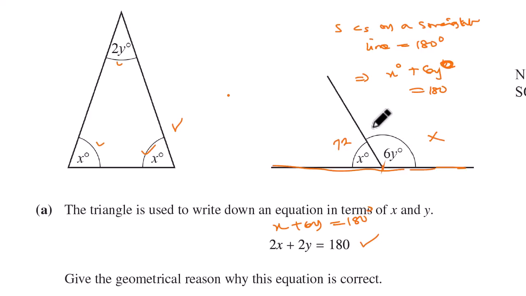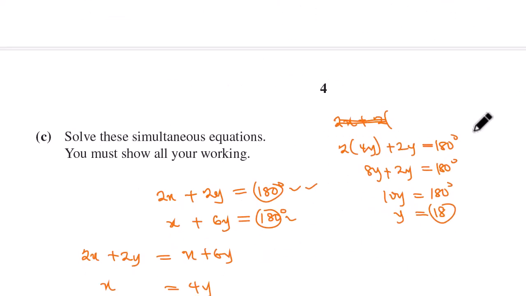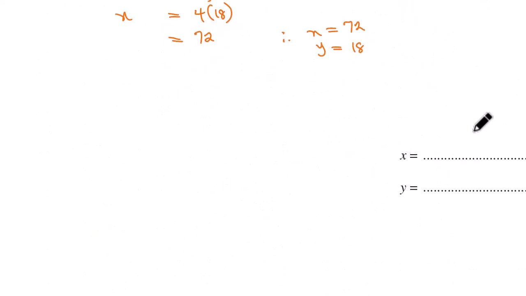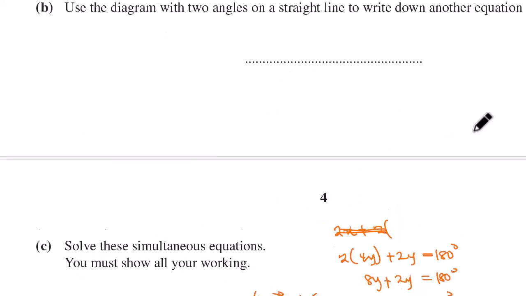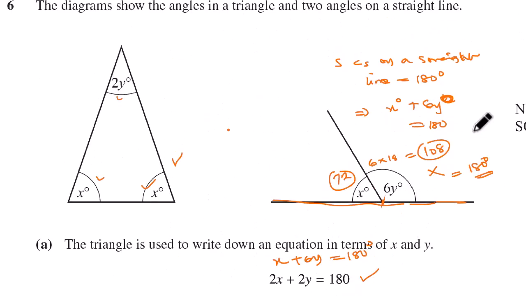We said y is 18, so 6 times 18 is 108. So if you add the two together, this plus this, it will give you 180 degrees. It's pretty simple, so that means we are correct with what we did. And that is how to solve basic geometry questions following some of the principles we applied.